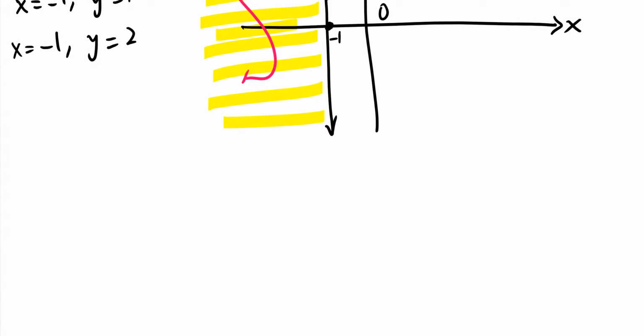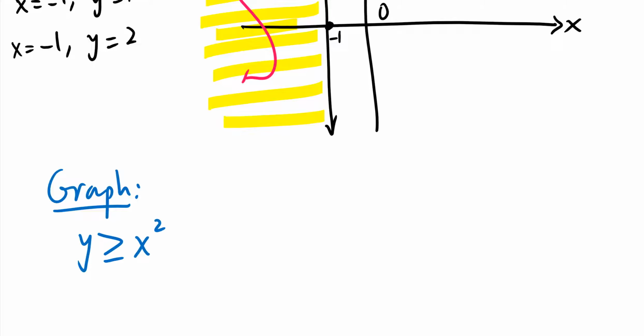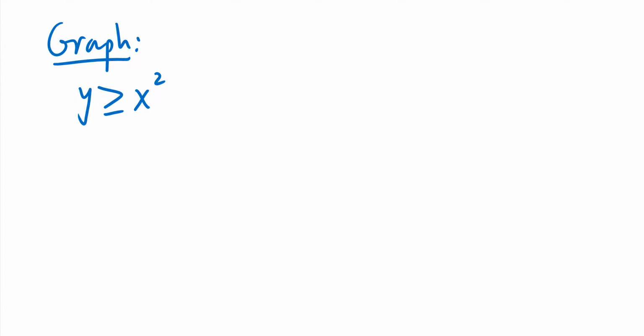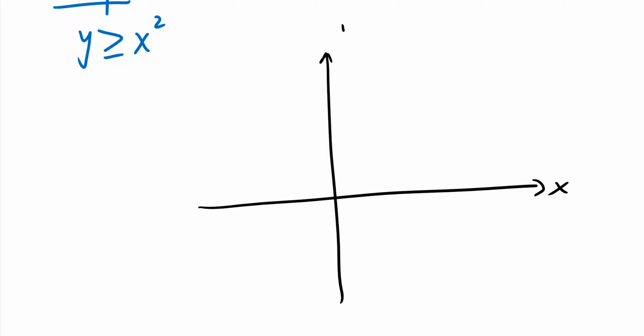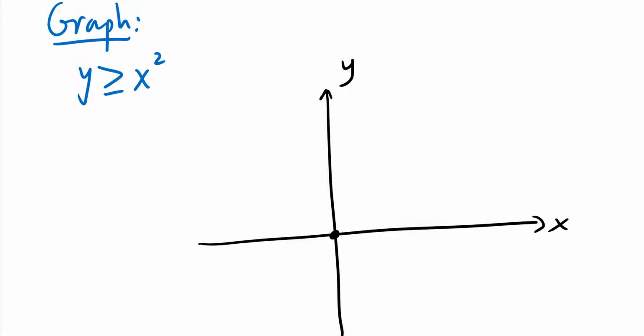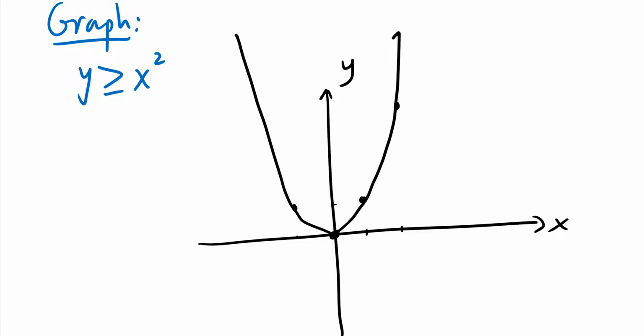Next one. Let's graph. It doesn't have to be a straight line. What about if it's a quadratic? I'm going to graph this one using testing points. First, we know how the graph looks. If you take x equals 0, y is 0. If you take 1, you get 1. If you take 2, you get 4. If you take -1, you get 1. And this keeps going on and on. It's a parabola. That's the graph so far.